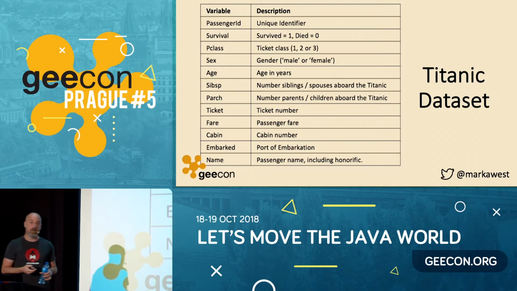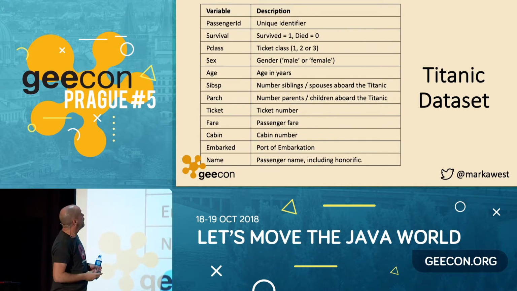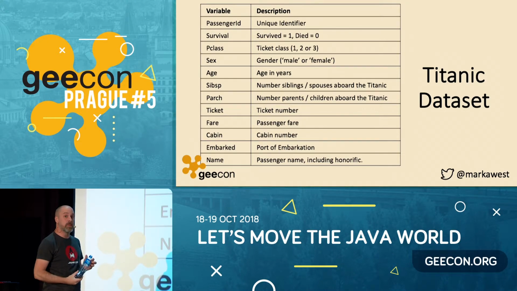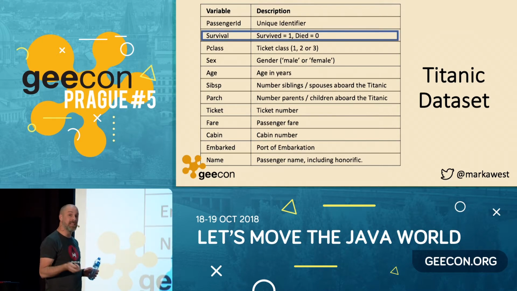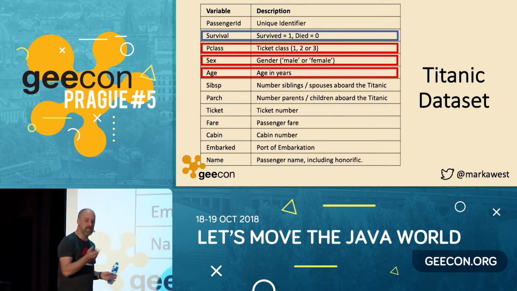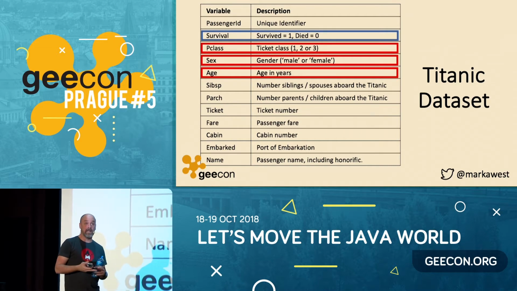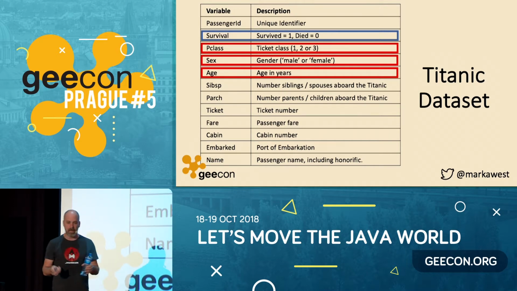Right, this is the data I'm working with. It's a standard Titanic data set, which you can download online. I'm not going to go through all the different columns here, but I'm interested in survival. That's my label, that's what I want to predict. And I want to predict it based on P class, sex, and age. Just remember that for ticket class, 1 is first class, the best, and 3 is the worst class. So 1 is Kate Winslet, 3 is Leo.